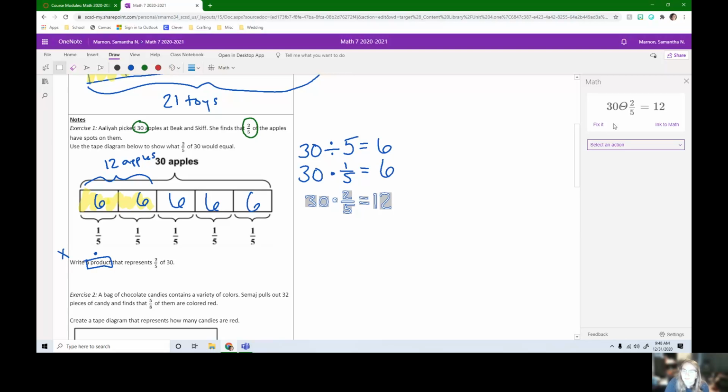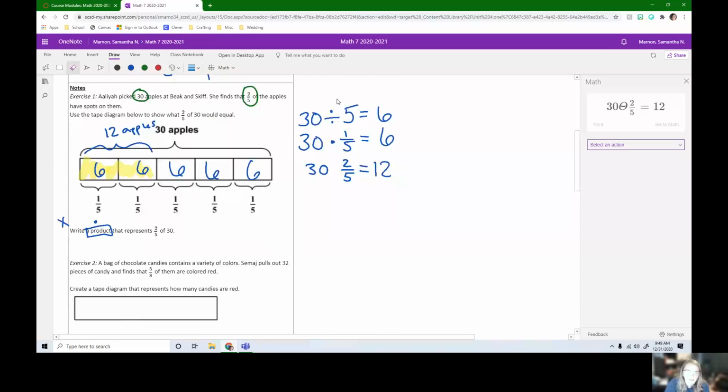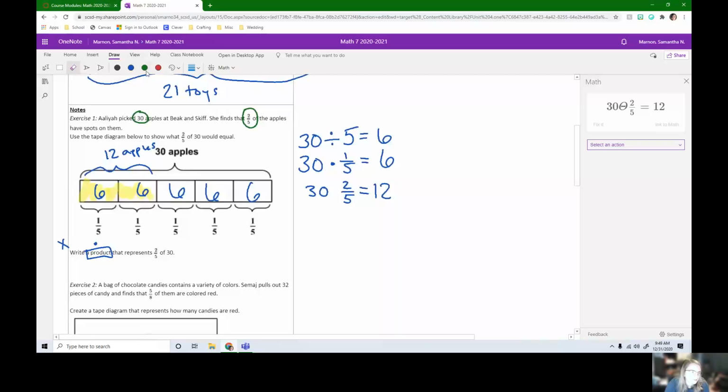And see how I actually have a problem here. So I need to hit fix it. This is the part I want to fix. And it still doesn't give me the right one. I want it as times. So maybe I just wrote it unclear. So let's just erase it. Let's try again. So I'm just going to do one quick dot.